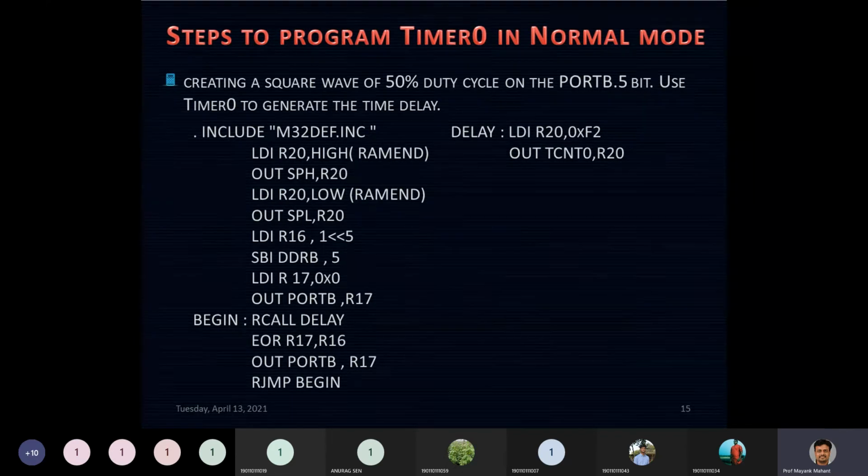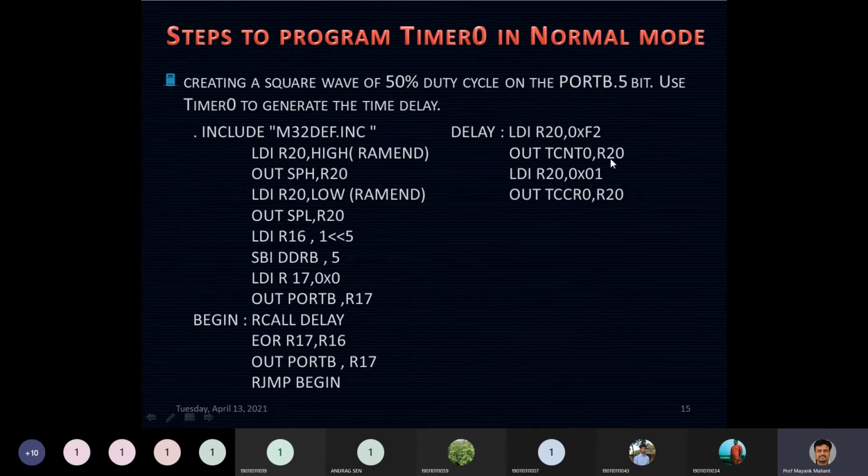That depends upon what time delay you want. Here I have just loaded F2, and I have loaded that F2 value in my TCNT. These two lines of code will help you load the TCNT value. Then I'm loading my R20 with 01 and sending it to TCCR.